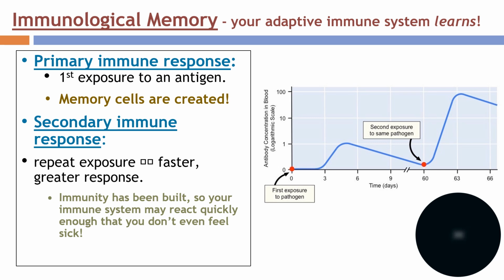So that secondary immune response means that anytime we have a repeat exposure to this, we're going to have a faster and greater response. That response will get way more quick, but also the magnitude of that response is going to increase drastically. And this is because the immunity has been built. So your immune system is ready to react quickly enough, sometimes to a point where we don't even feel sick.